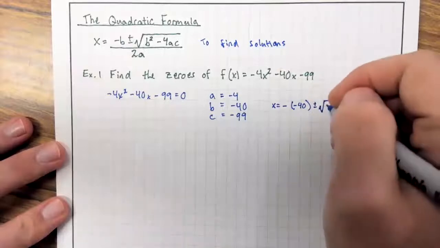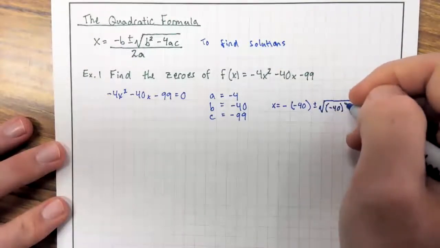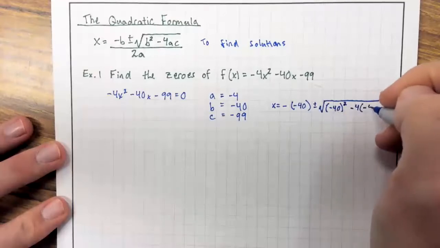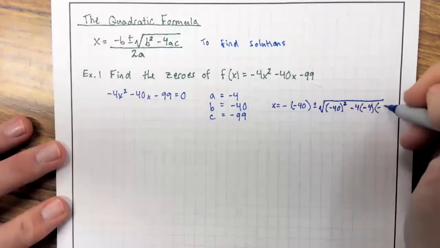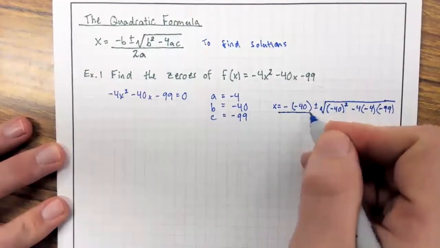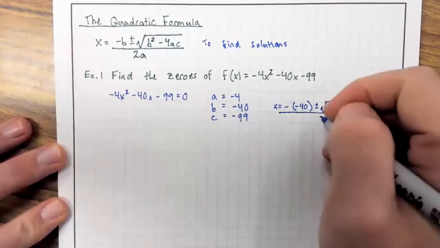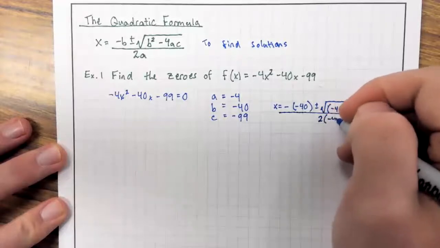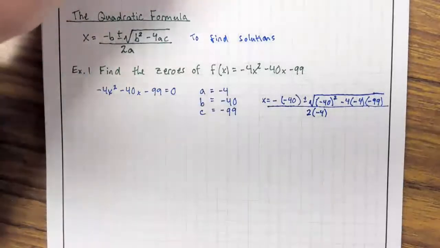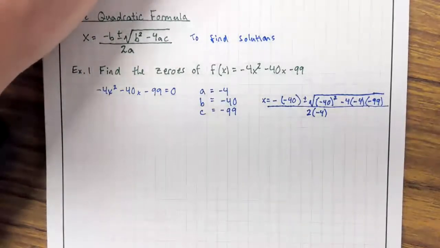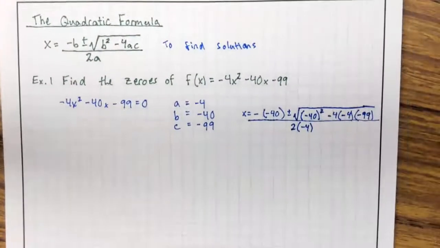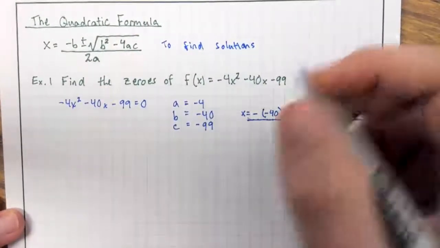So we got b squared, that's going to be negative 40 squared, minus 4 times the value of a times the value of c. So definitely a lot going on there. All of this gets divided by 2 times a. You're probably looking at that and saying, what the, but like I said, it's really not that bad. At this point, it really just becomes arithmetic. We're just simplifying. So let's go through and simplify this equation here.